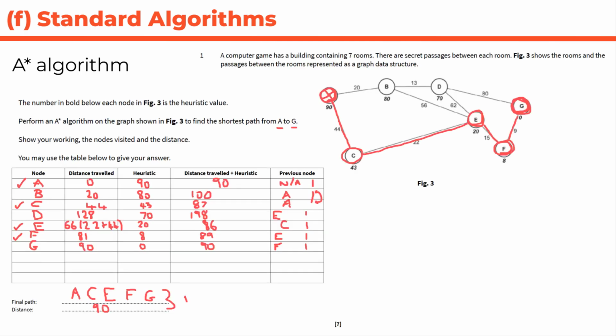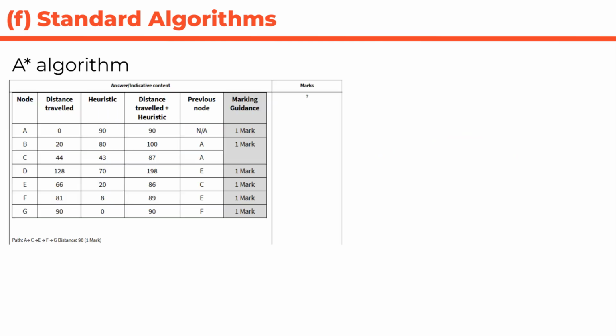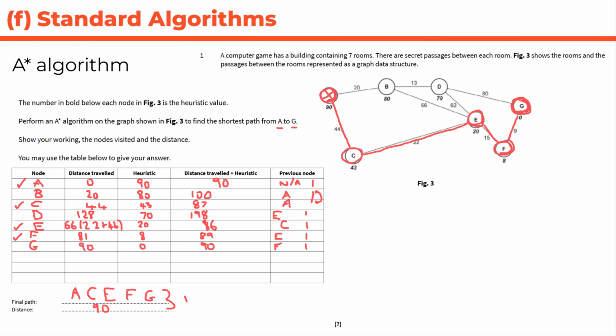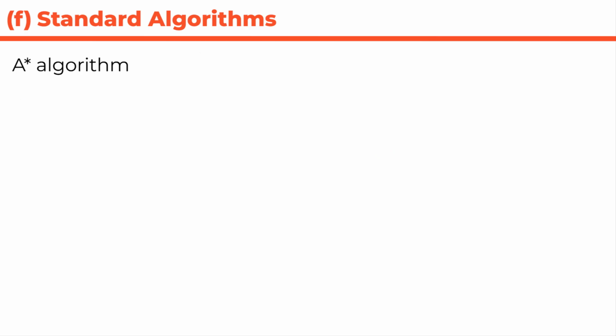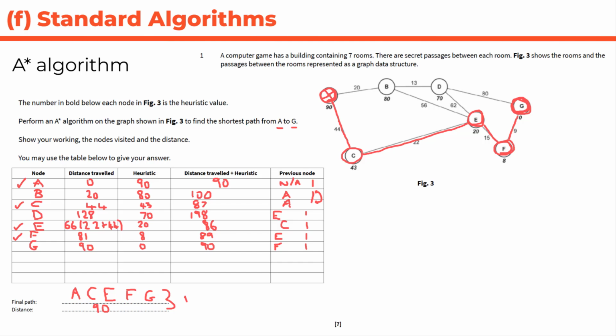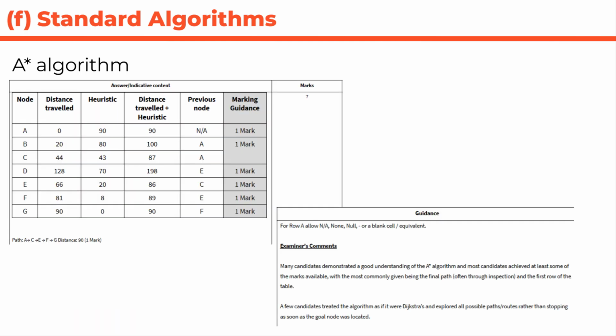Just checking that we're not going mental. Oh, that's good. Yep, perfect. A, C, E, F, G, A, C, E, F, G. A, C, E, F, G. Yeah, 90, 90. Wonderful. Okay.